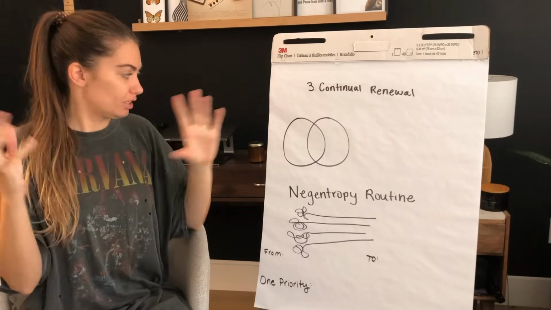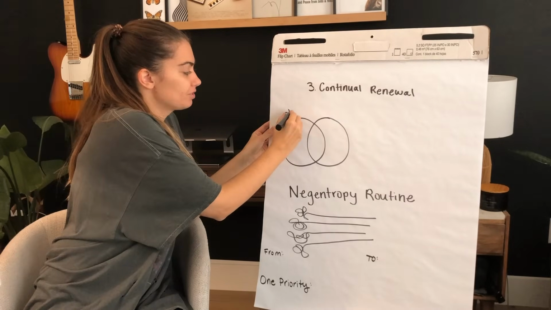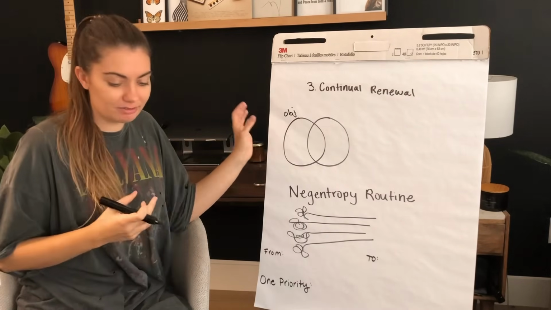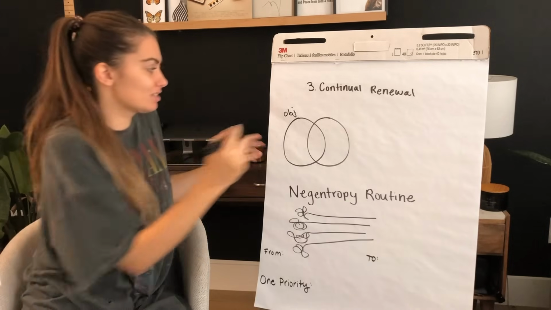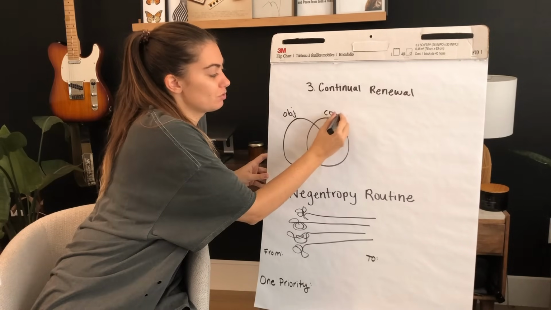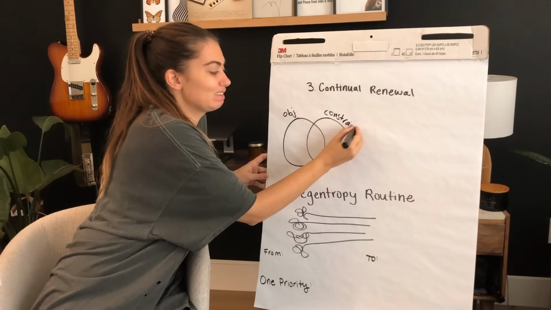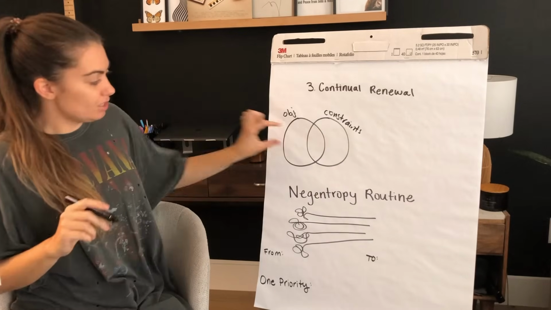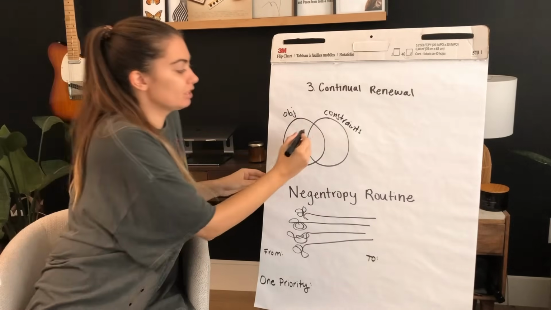So this is what we've done. On the first slide, we looked at our objectives. What is our ideal life? Then, on the second slide, we looked at our constraints. We looked at the premises. So this right here is our real life.